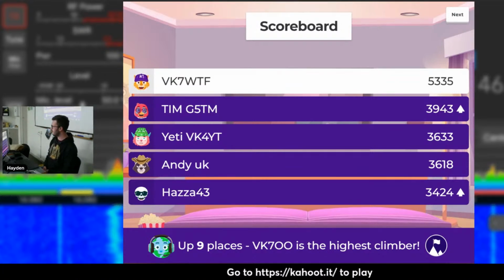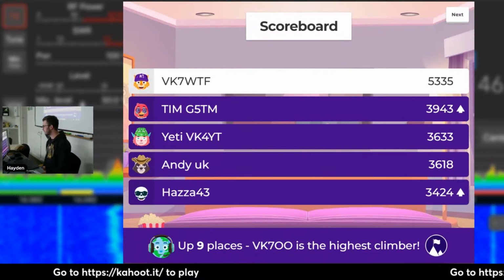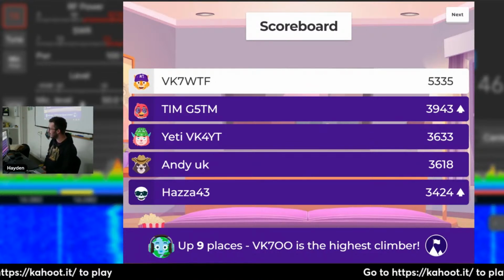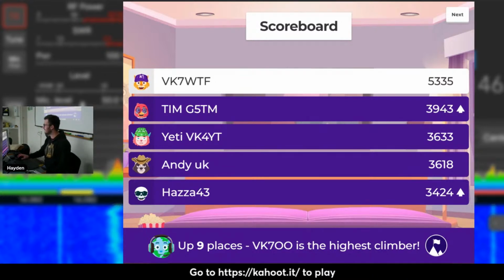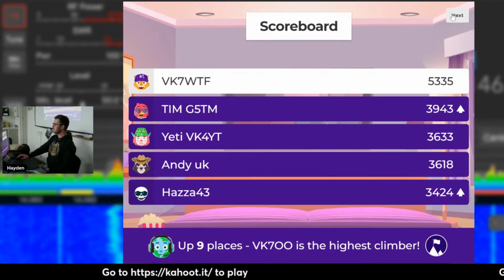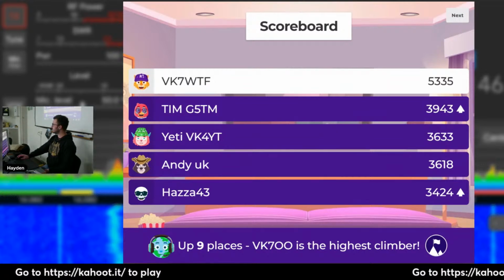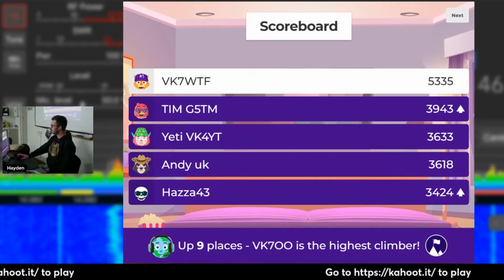Sean in first place. Tim has moved up into second, above Ben. Andy in fourth, and Hazza 43. Harry has moved up into fifth. Up 9 places is Steve. And yeah, Green Cube IO 117 digipeater, good satellite to try and work at the moment.